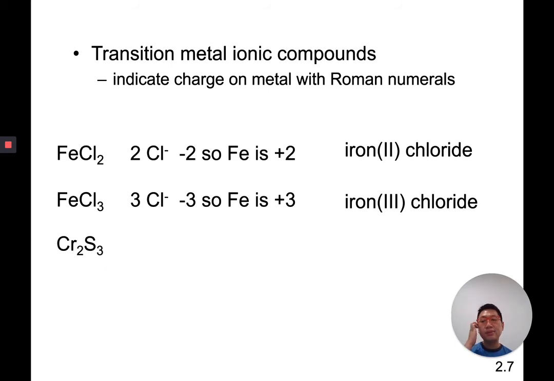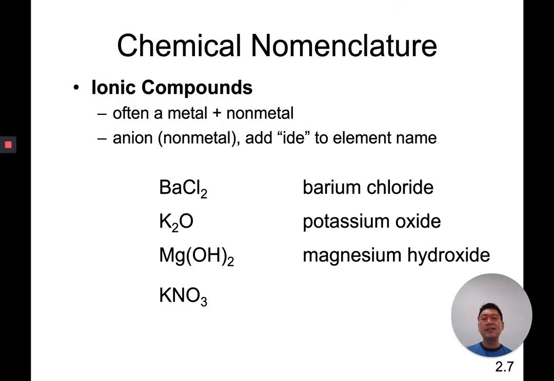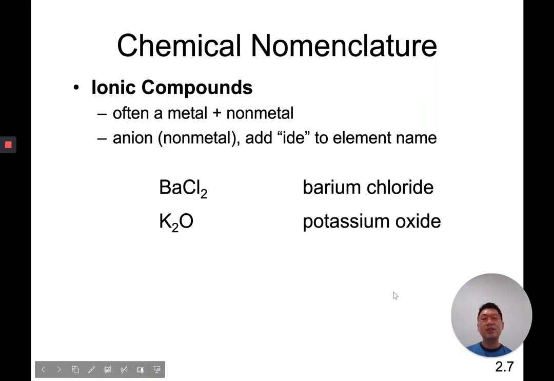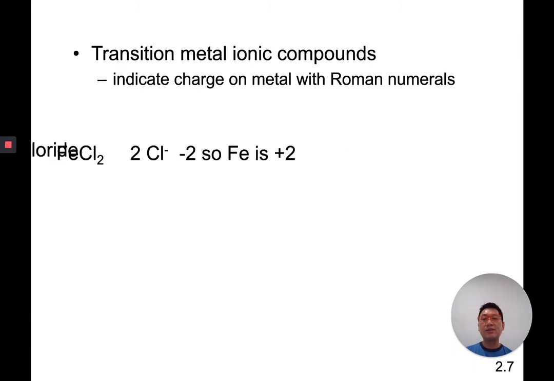Here's another one. Okay, chromium is a transition metal, so it's going to be chromium something S for sulfide. If I look on the table, I'm not sure if it got cut off, but sulfide's charge is -2. Let me bring it up. Nope, it got cut off, but sulfur's charge is -2.